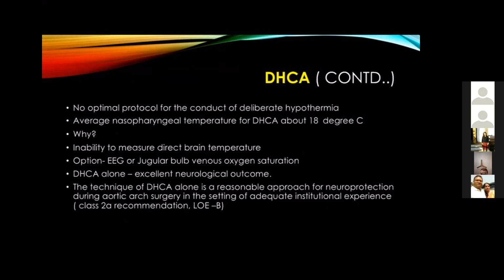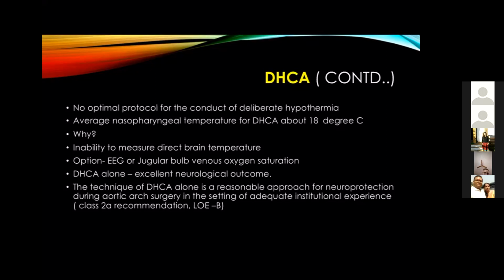Now it is very astonishing that there is no optimal protocol for the conduct of deliberate hypothermia. So normally, the average nasopharyngeal temperature, which is the core temperature for DHCA, is about 18 degrees centigrade. But the question is, why 18 degrees? Why not 17 or 16 or 12 or 20 degrees? Why is it defined at this 18 degrees? Now, the main problem is that we are unable to measure the direct brain temperature, and for that reason, what are the options we have?